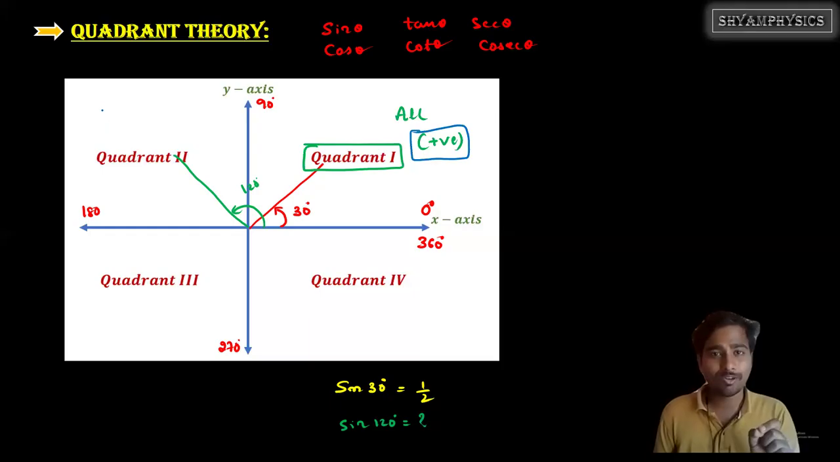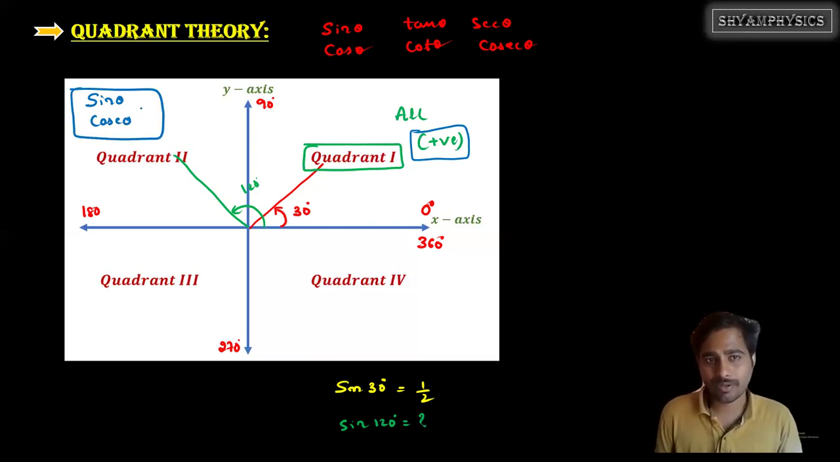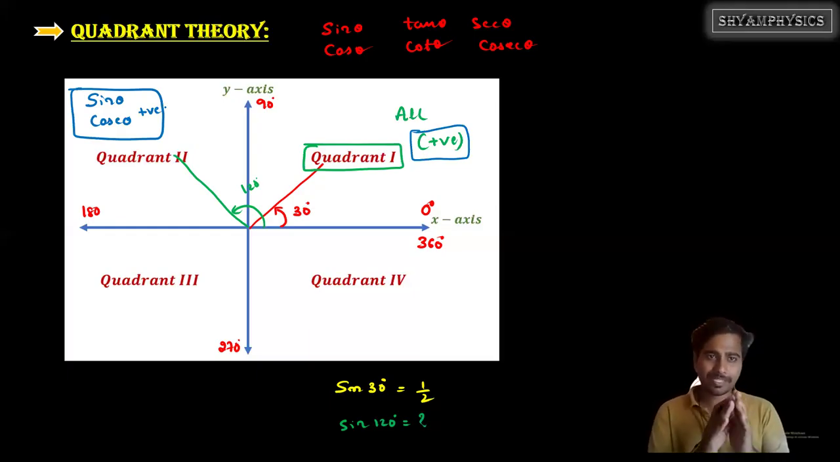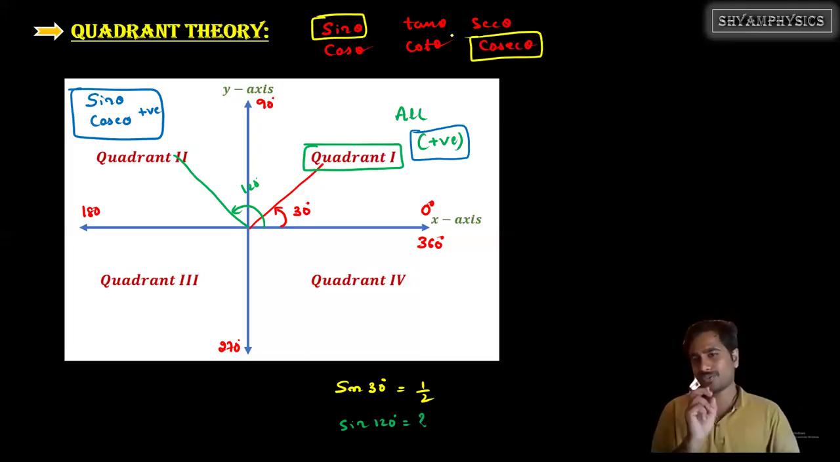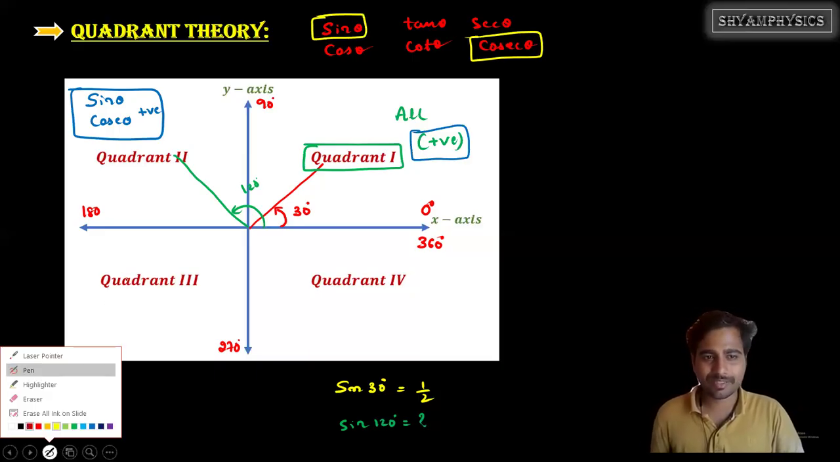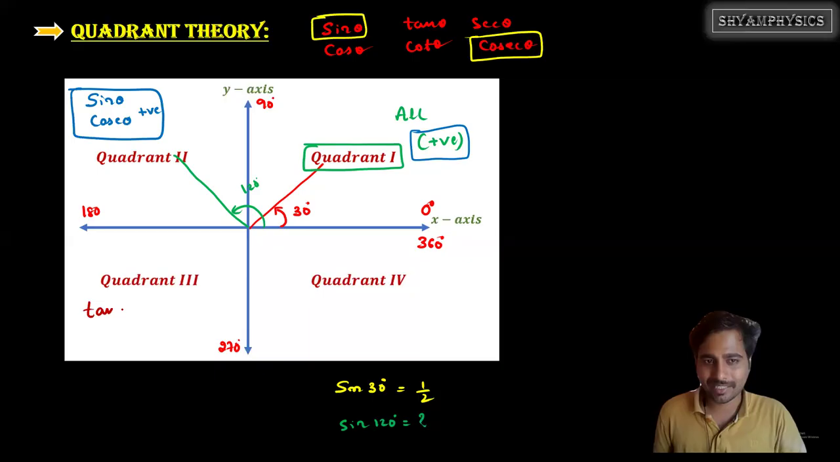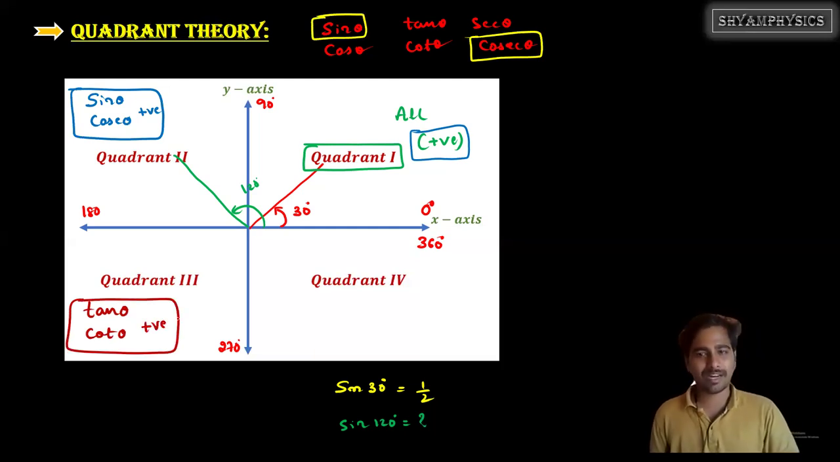Clear? In the second quadrant, only sine theta and its reciprocal cosecant theta are positive. Apart from that, everything will be negative. In the second quadrant, the positive values I will mention here: one is sine theta and its reciprocal cosecant theta. These two are positive. The remaining will be negative. Okay, coming to the third one. In the third quadrant, tan theta and its reciprocal cot theta are positive.